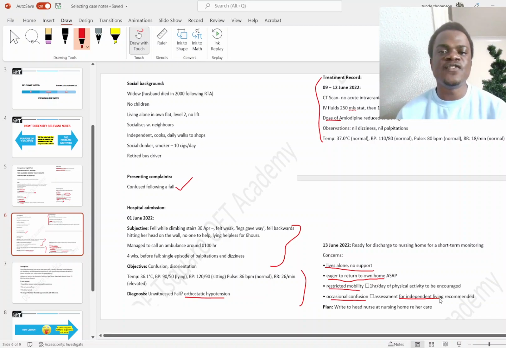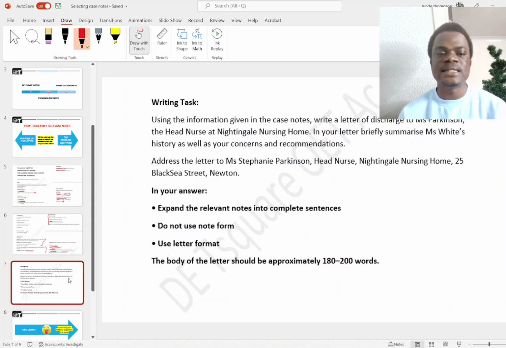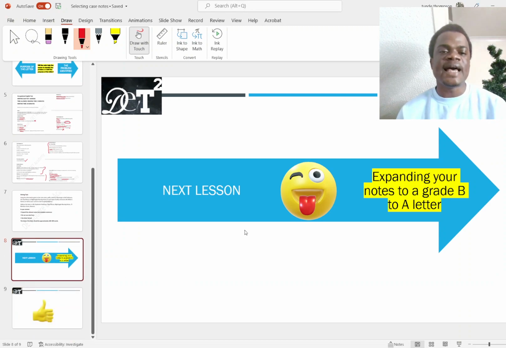After selecting this information, then you should be able to now organize this information and have a fantastic, very well structured letter. All right, guys, this is where we'll stop today. In our next lesson, I'm going to teach you how you expand your notes and how you can use those notes to form complete sentences.